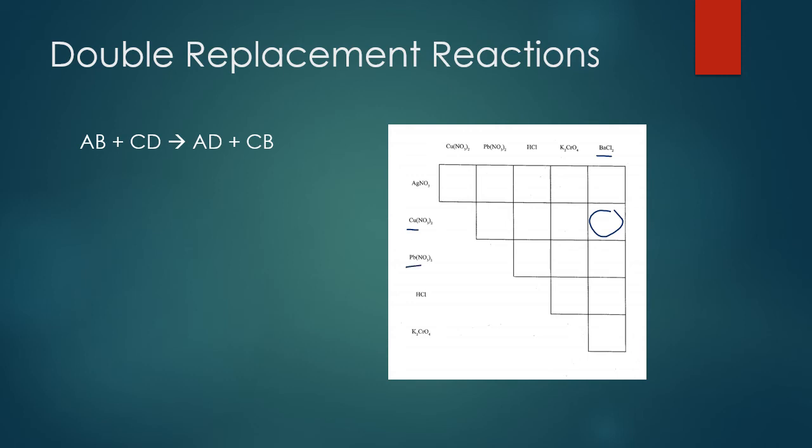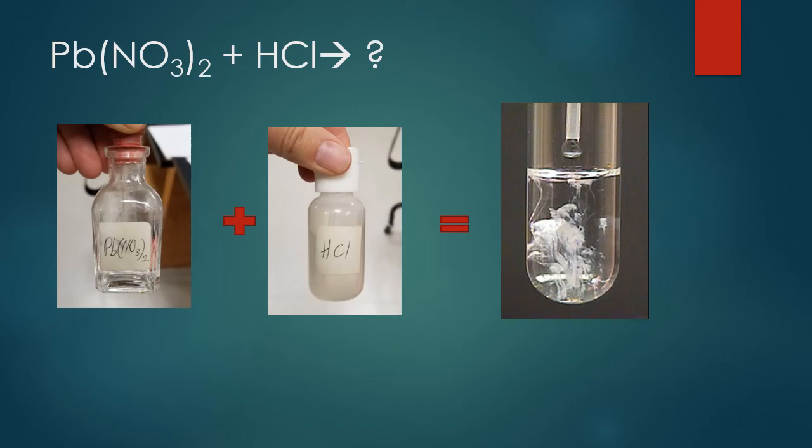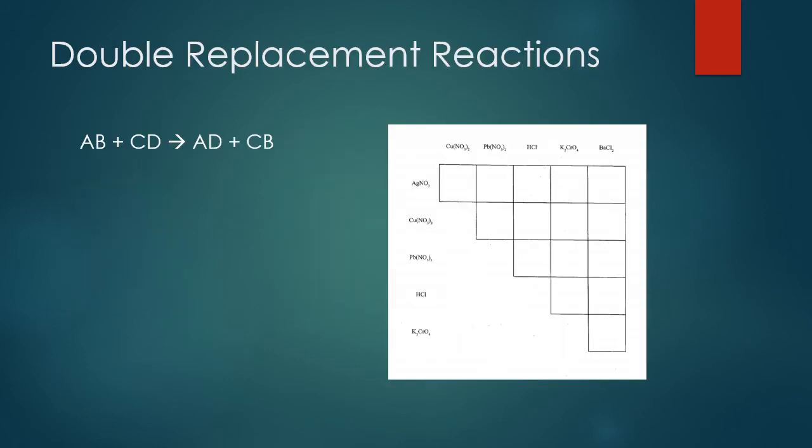Next, we're going to be looking at lead 2 nitrate reacting with HCl. Lead 2 nitrate is a clear colorless solution. We have HCl, also a clear colorless solution. When the two are added together, we do get a white cloudy precipitate forming. So make sure you're recording that in the appropriate spot in your lab manual.